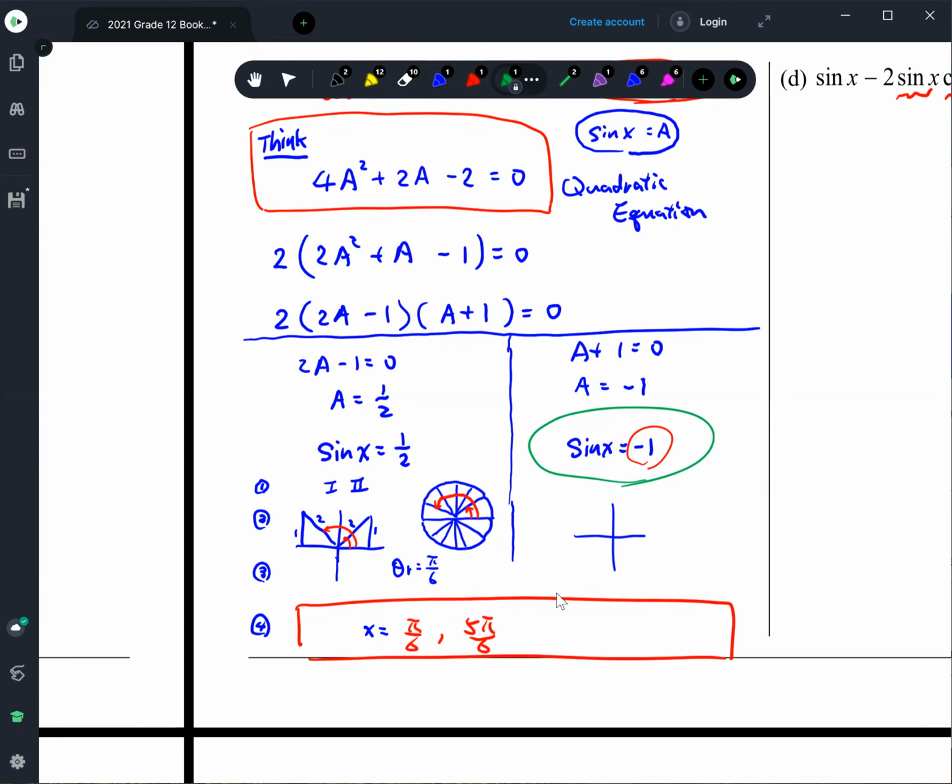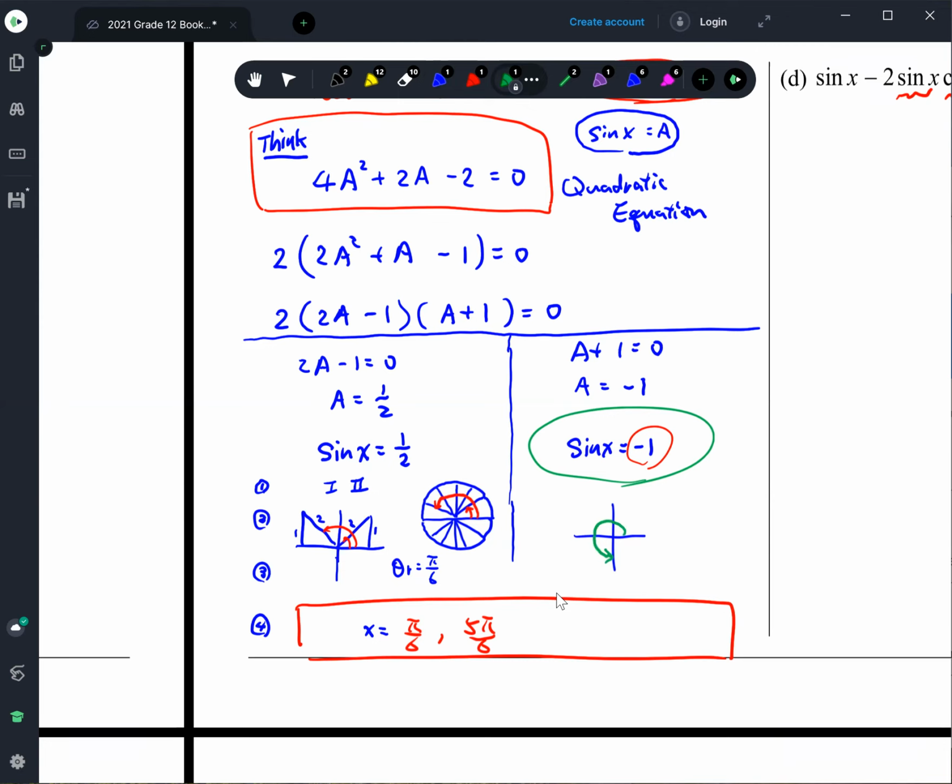Oh, I forgot it. Isn't it 3 pi over 2? Very good. Okay. Because 90 is pi over 2, right? Pi over 2, 2 pi over 2, 3 pi over 2. Okay. You have 3 90s.